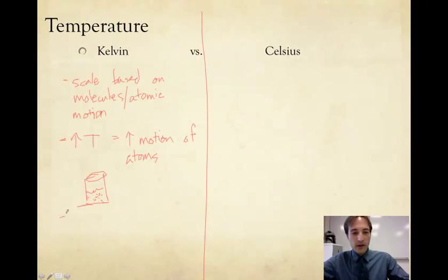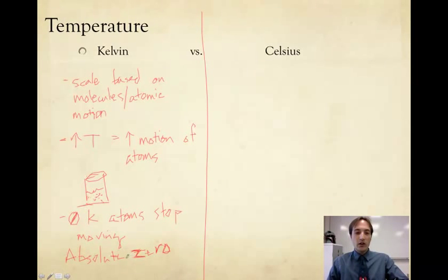And what that means is at 0 Kelvin, atoms stop moving. Pretty cool. Coldest temperature possible. And because it's the coldest temperature possible, we call it absolute zero. That's a Z, people. Sorry. I'll get better at this. So absolute zero. This is huge.